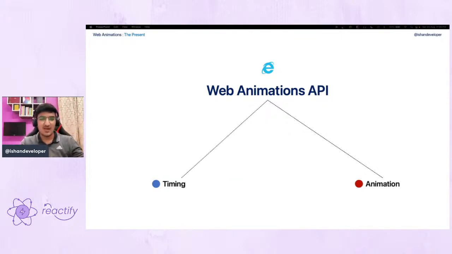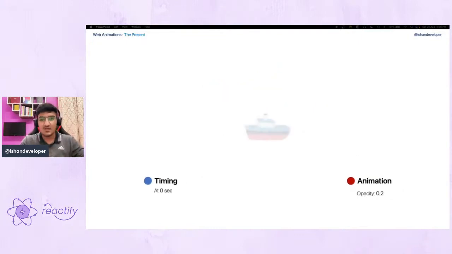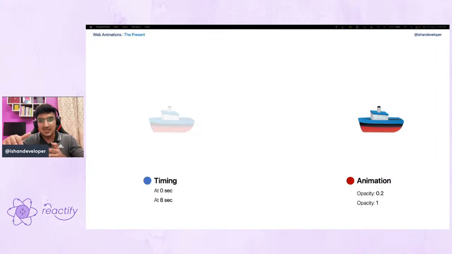Now, the animation API is based on two key things. One is timing, and the second thing is animation. Basically, the when and the what. For example, let's say you have this image of a boat. It's a PNG, and you want to add a fade-in animation. So you'll define the state. Let's say at 0 seconds, it should have an opacity of 0.2 or 20%. And after 8 seconds, this should be the end result.